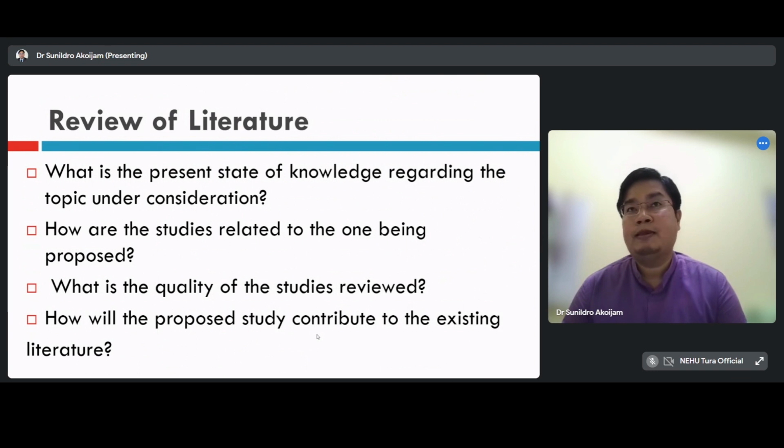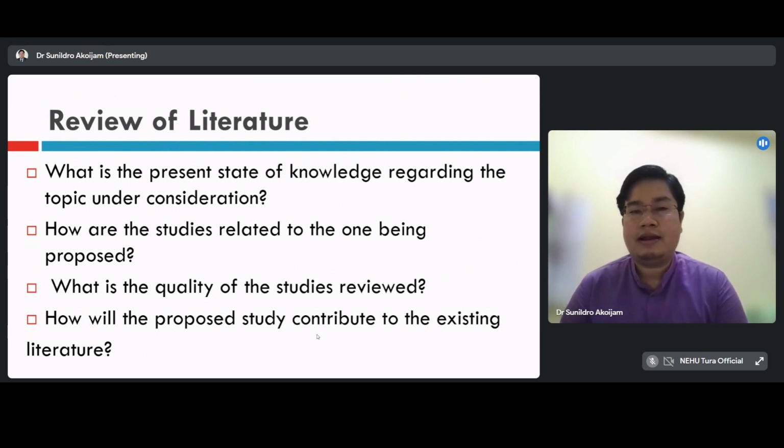For example, let's say you are conducting a research related to social entrepreneurship. So you should, as a researcher, know what are some of the top journals that publish papers related to social entrepreneurship. So you should search the papers from those journals. You should not miss out any of the important papers published in those reputed journals. Okay, so accordingly, you have to analyze those papers, and you should be able to identify the research gap for your study. Okay, and how will the proposed study contribute to the existing literature?